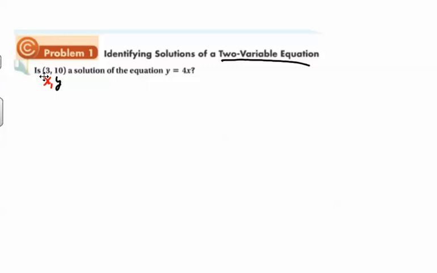So what I'm going to do is I'm going to try to plug this in. Wherever I see the letter y, I'm going to put the number 10. And wherever I see the letter x, I'm going to put the number 3. So what I get is 10. Is 10 equal to 12? No, it is not. So that means that it is not a solution to this problem. Okay, so it is not a solution.